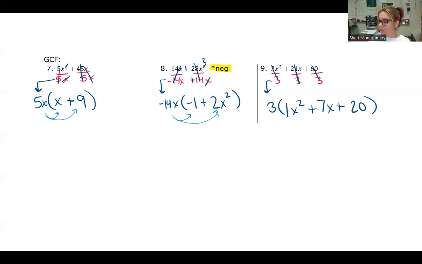That is it. Finding a greatest common factor. There's a lot of times that I say, you've got to check for the greatest common factor. This is what I mean. So you've got to pull out the greatest common factor first.